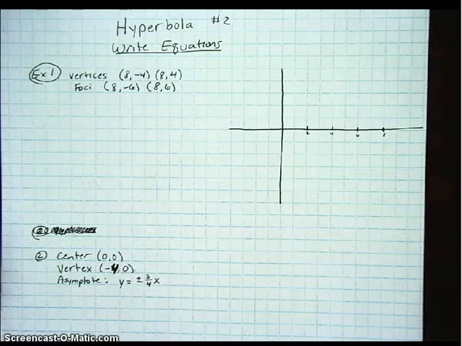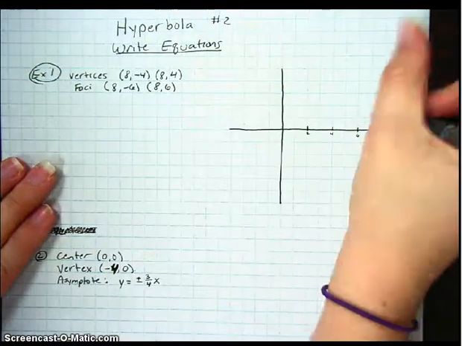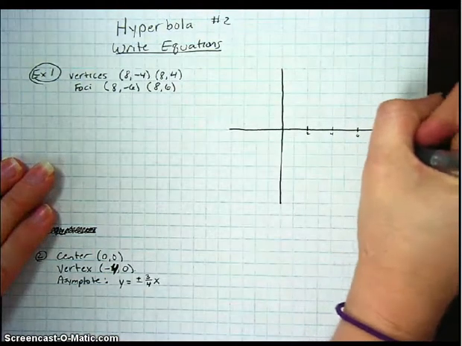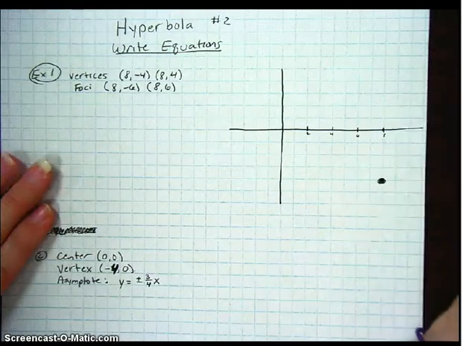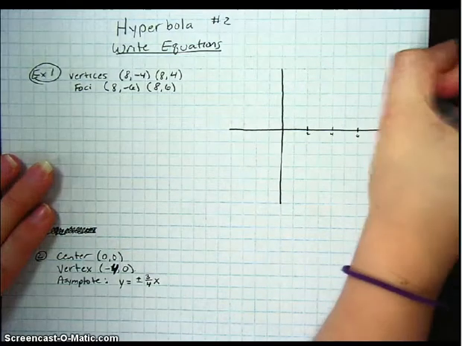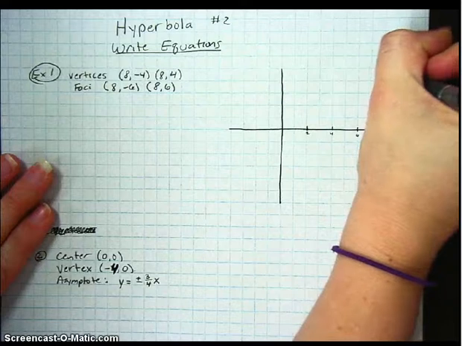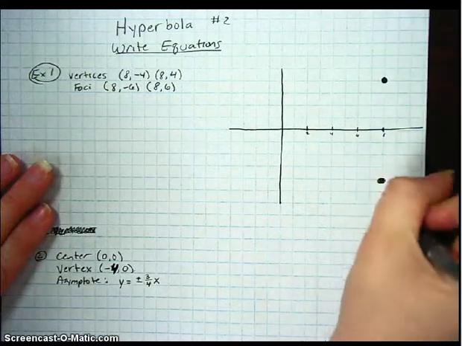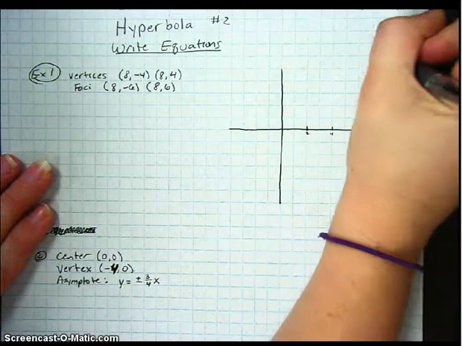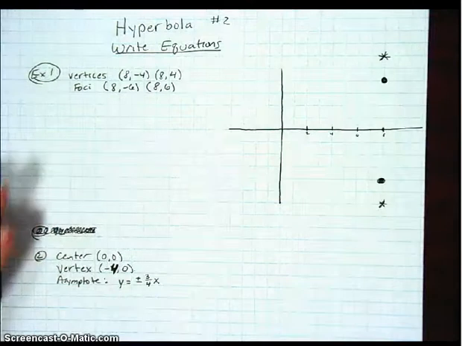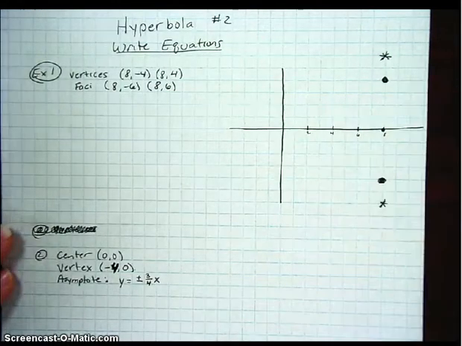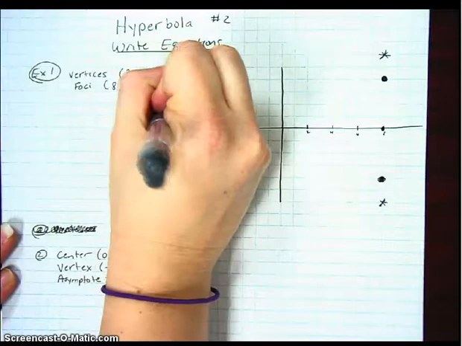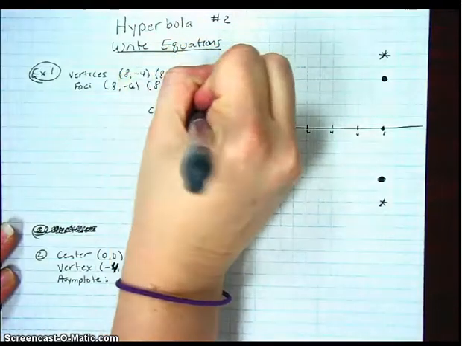So the first thing we need to do is graph everything that we're given. We'll go in and graph these points. We're going to graph the point 8, negative 4. That's my vertex, so I'm going to put a fat dot. 8, positive 4. And then my foci are 8, negative 6, and 8, 6. Based on this, we can see that our center would be at 8, 0.